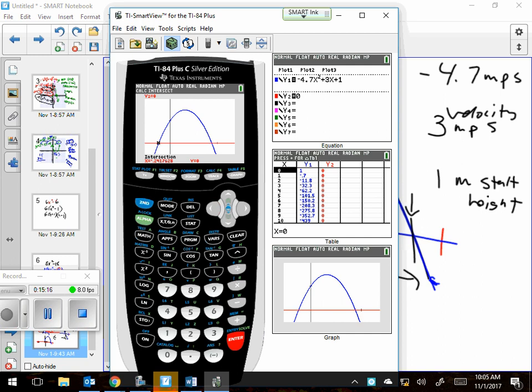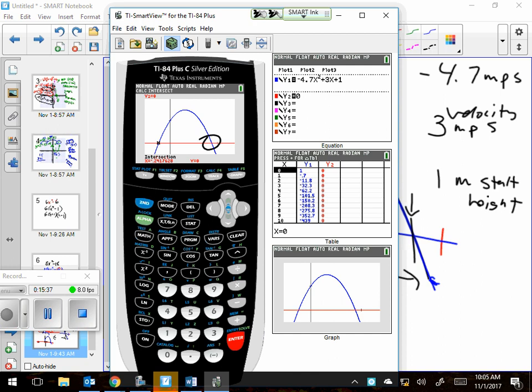Negative 0.24. Now, in the real world, that would mean time was at negative 0.24. Do you get how that's an extraneous answer? There is only one spot where the ball hit the ground, and it was right here.